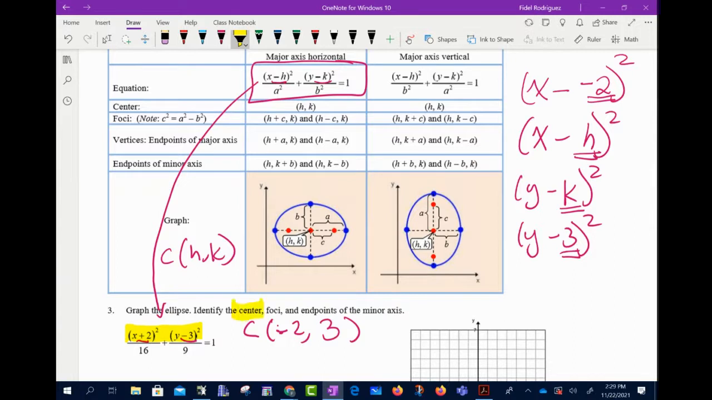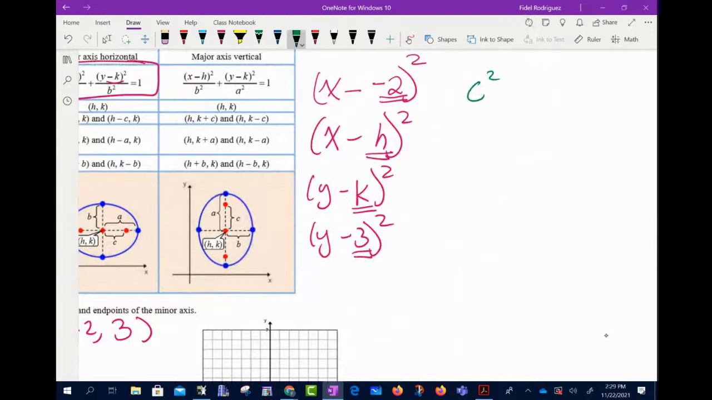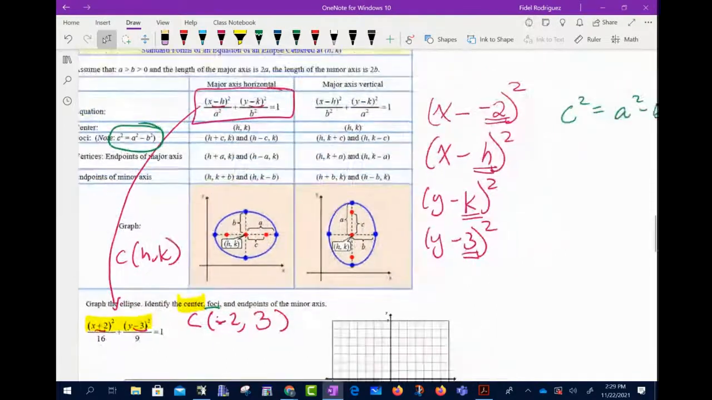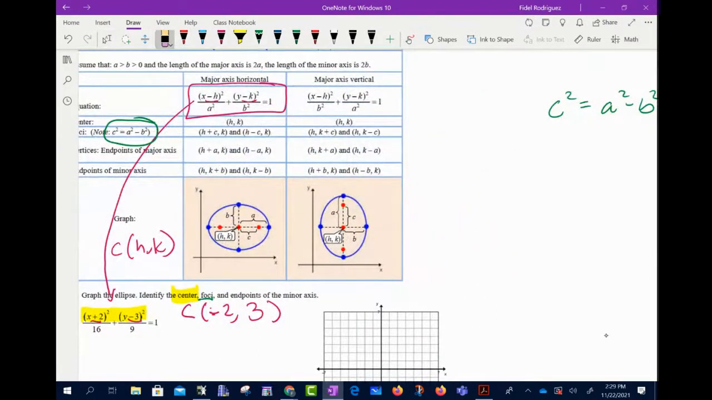I'm going to highlight this part because we got that part done. Now we want to find the foci. Notice this part right here, y'all, is still the same way. It's still c squared equals a squared minus b squared. Okay, so look over here on the side. To find my foci, c squared is a squared minus b squared. And for our particular problem here, I'm going to get rid of some of this mess because I don't need it right now.